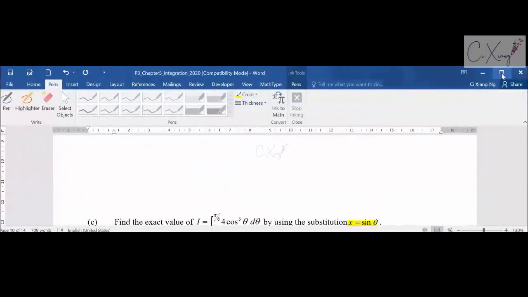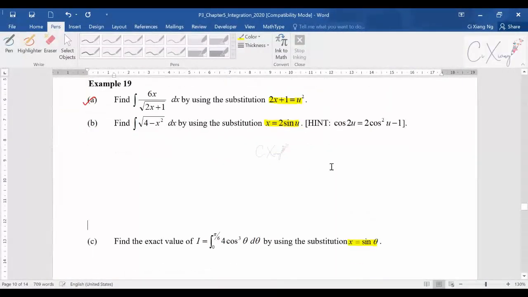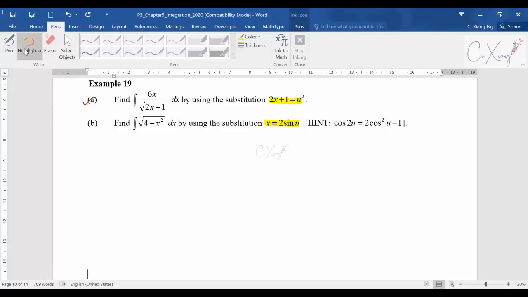Why I want to make this a discussion in another video is because example 19 part B involves substitution by using trigo. I just want to tell you that for most cases, not all cases, if you are having substitution by using trigo, most of the time you need to draw the triangle to help you later to get the final answer. That's why I put it in another video, because our discussion might be slightly longer. Okay, so let us start.